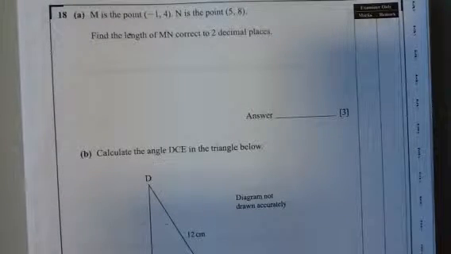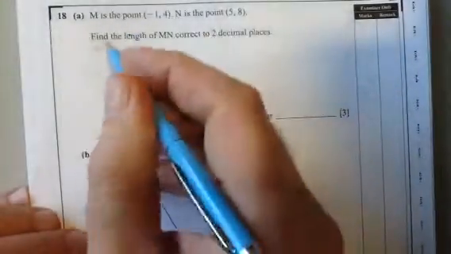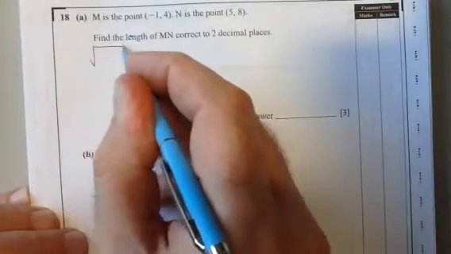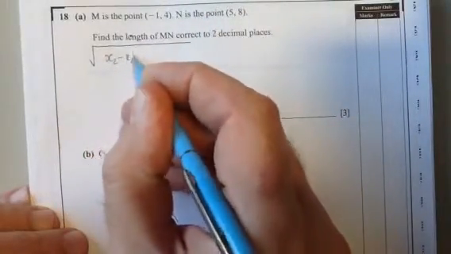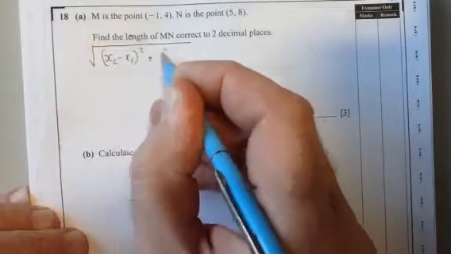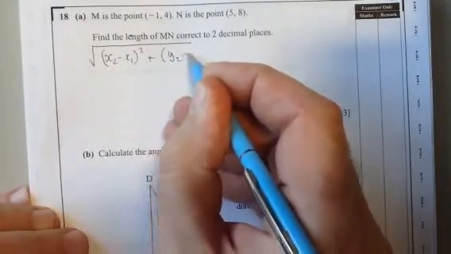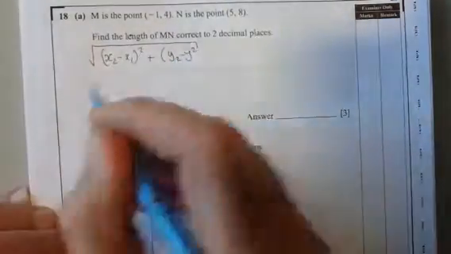Okay, so M is the point (-1, 4), N is the point (5, 8). Find the length of MN. Okay, now most of us will use a formula that looks something like this. It's really just Pythagoras' theorem. You find the difference in the x coordinates and square it, and add it to the difference in the y coordinates squared, and then take the square root.